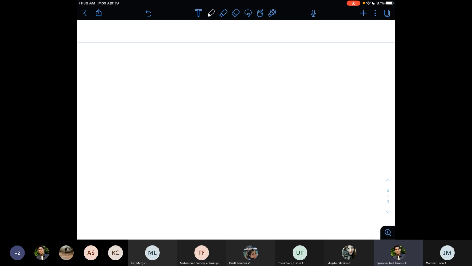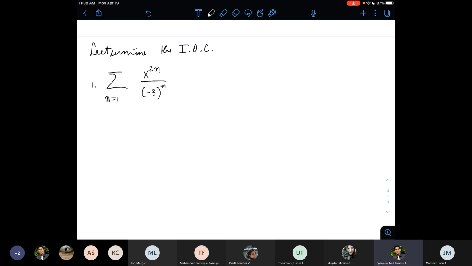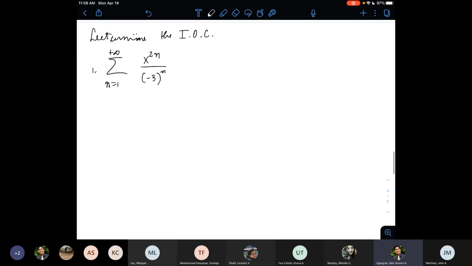Let's start with number 1. The instruction here is to determine the interval of convergence for the following. The first series is the sum of x to the power 2n all over negative 3 to the power n, as n goes from 1 to positive infinity. For this, you can use the root test. You can also use the ratio test to find what are the values for x that belong to the interval of convergence. But what we can use here would be to recognize that this is a geometric series, right?